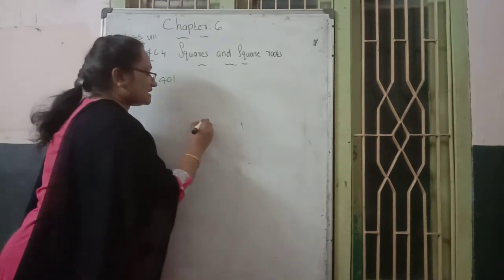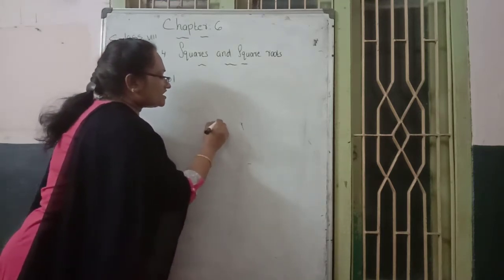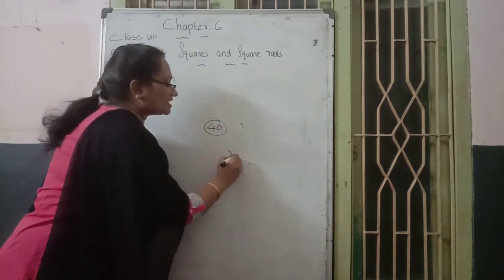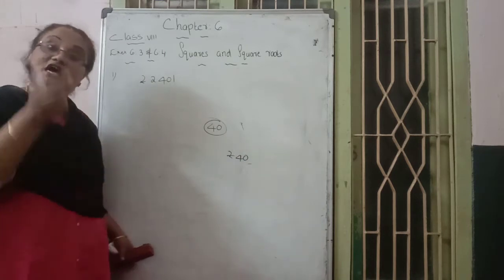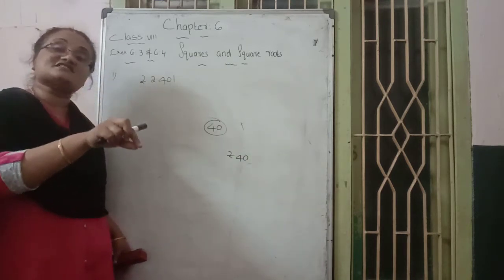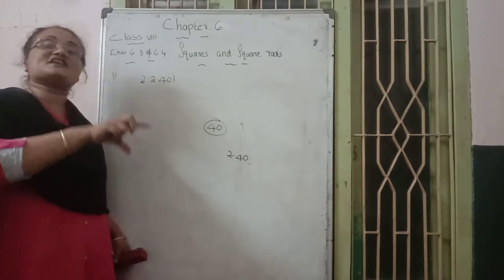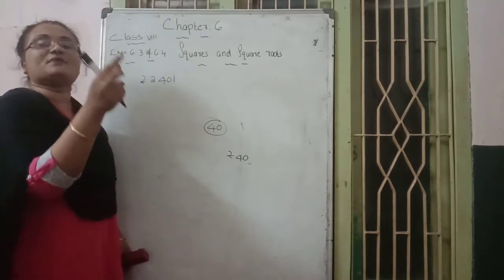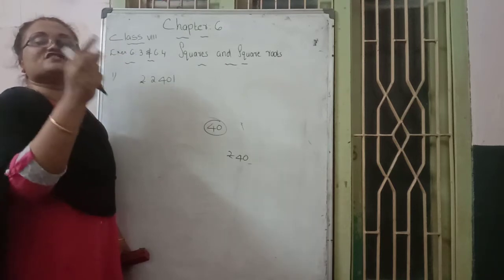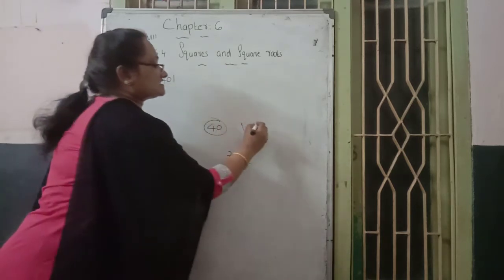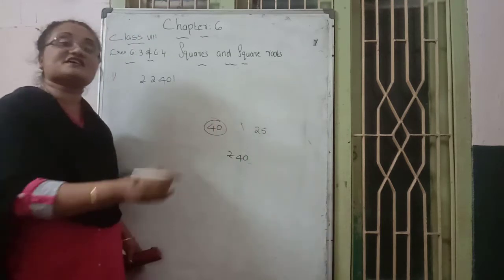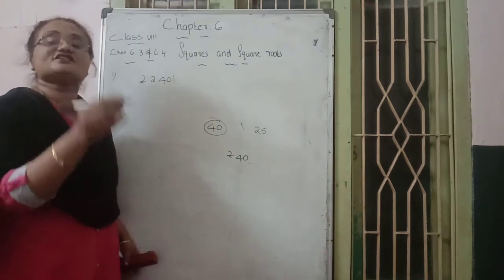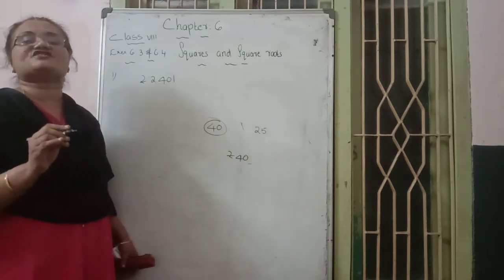That means, suppose imagine in that class 40 students are there. Then each student pays 40 rupees. That is the meaning. How many students are there in that class, that number is the amount donated by each student. Suppose in that class 25 students are there, then each student collected and donated 25 rupees.